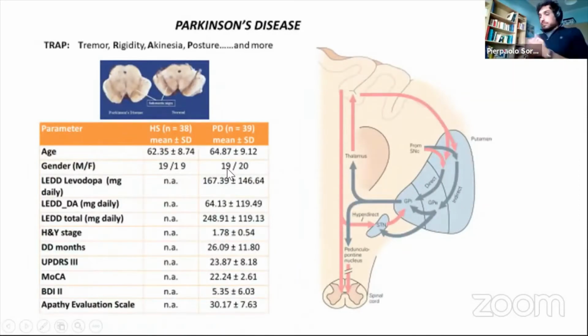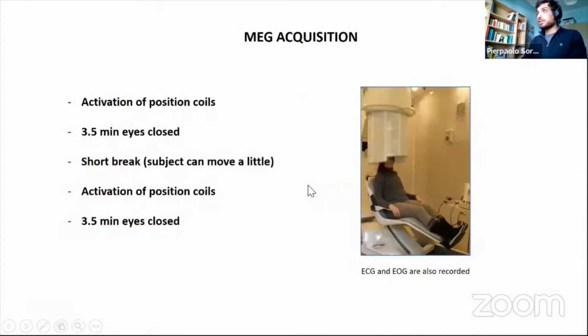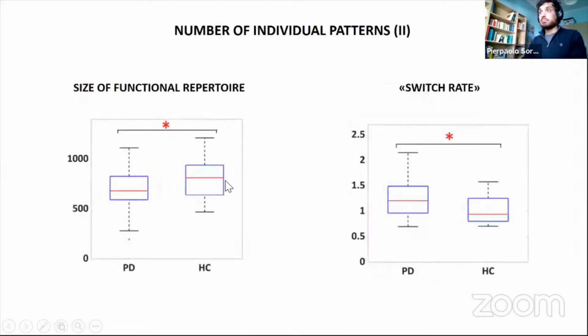To test whether our metrics or our estimation of the functional repertoire can be of use, we tested it first on Parkinson's disease. This is a basal ganglia disease, which is normally considered as motor, but really the symptoms are widespread between motor, cognitive, and other domains as well. We selected 39 Parkinson's disease patients and 38 controls matched by age, gender, level of instruction, and other parameters. They underwent a resting state, eyes closed, acquisition in the MEG.